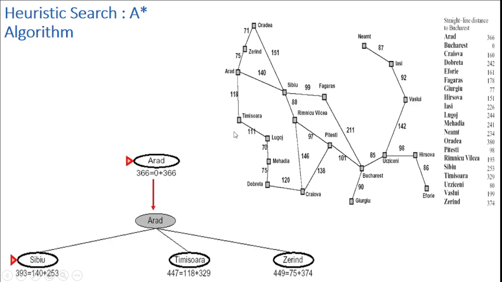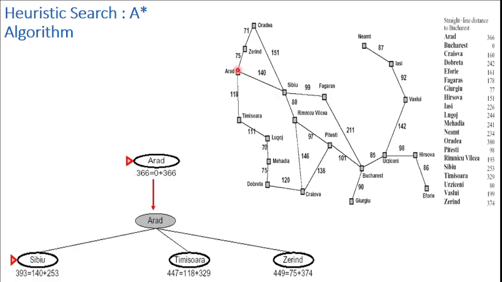We can see right now our agent is at Arad, right? The straight line distance from Arad to Arad, the starting place, is 0, so 0 plus the straight line distance from Arad to Bucharest, which is 366. So we are going to sum up both the things, 0 plus 366, and the value is 366.